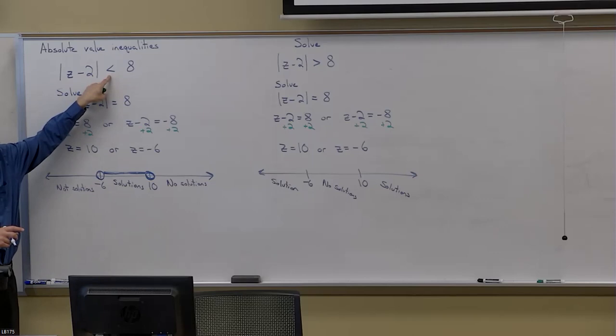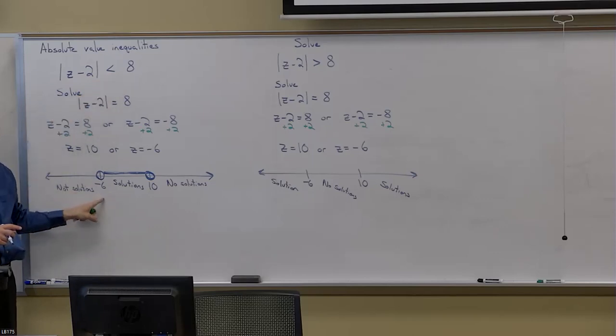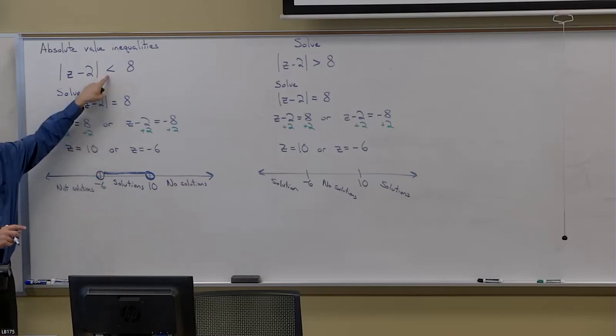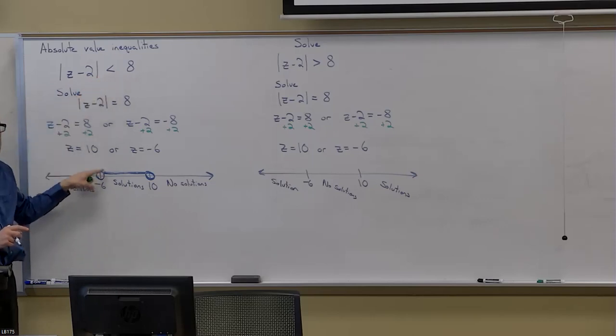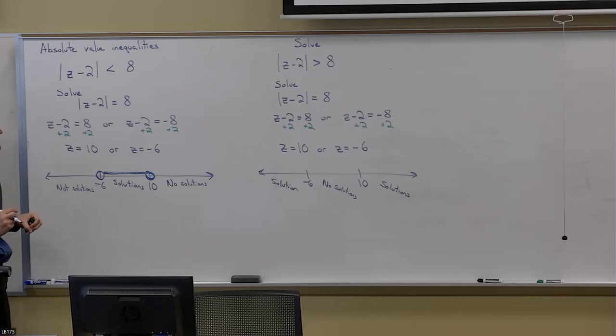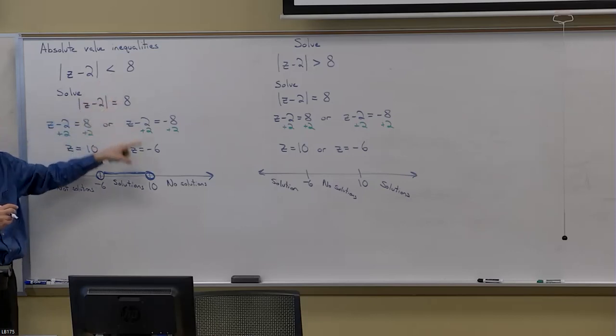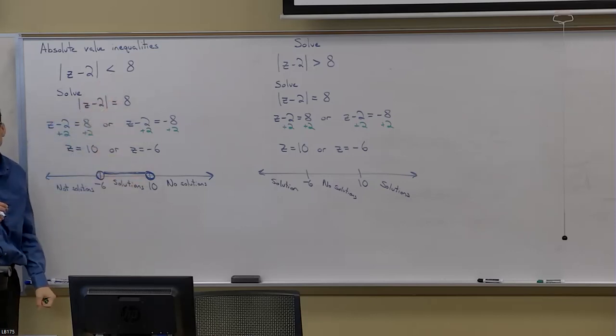If this were less than or equal to, then I could have plugged in a negative 6. So when you have just less than, you use what we call open circles. Circles where it's not filled in. The same thing is true, obviously, for 10. There's no equal sign, so we use open circles.